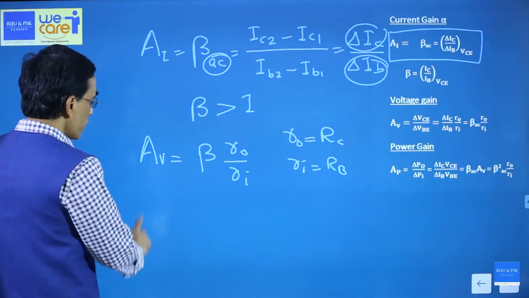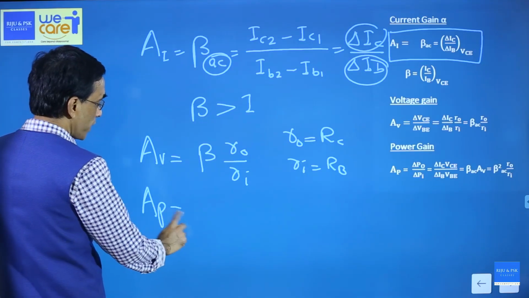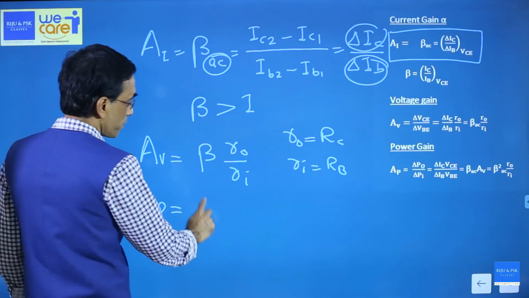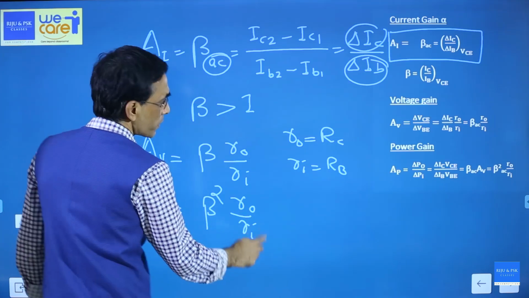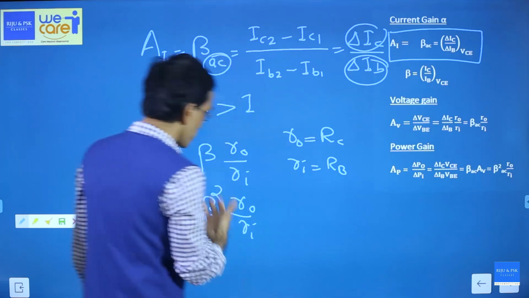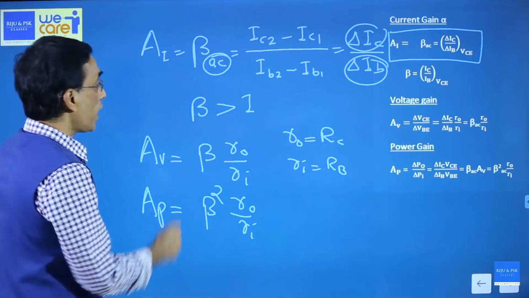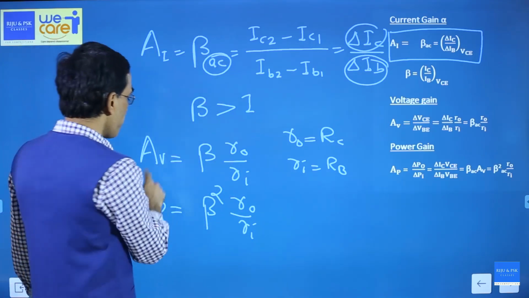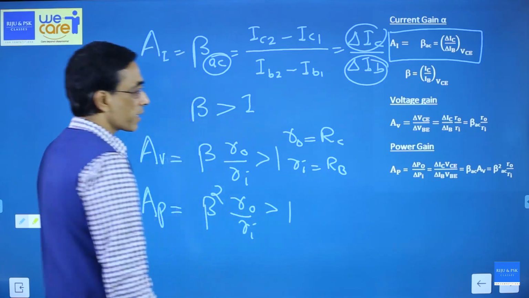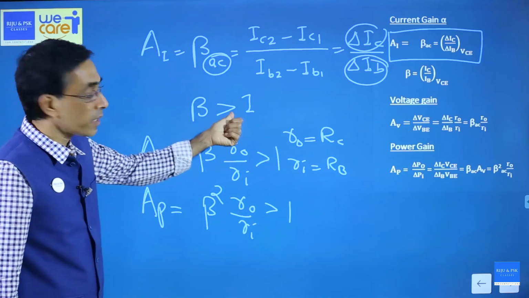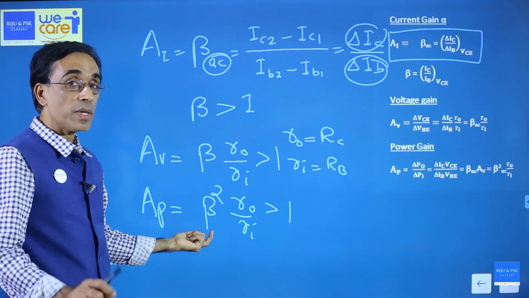Now the last one is power gain. Power gain is beta square into Ro by Ri. It has got various equations here, but this way you remember it very easily. And for common emitter configuration, both AV and AP are greater than 1. This is greater than 1. This is also greater than 1. In fact, this beta is greater than 1, and beta square must be a larger value.